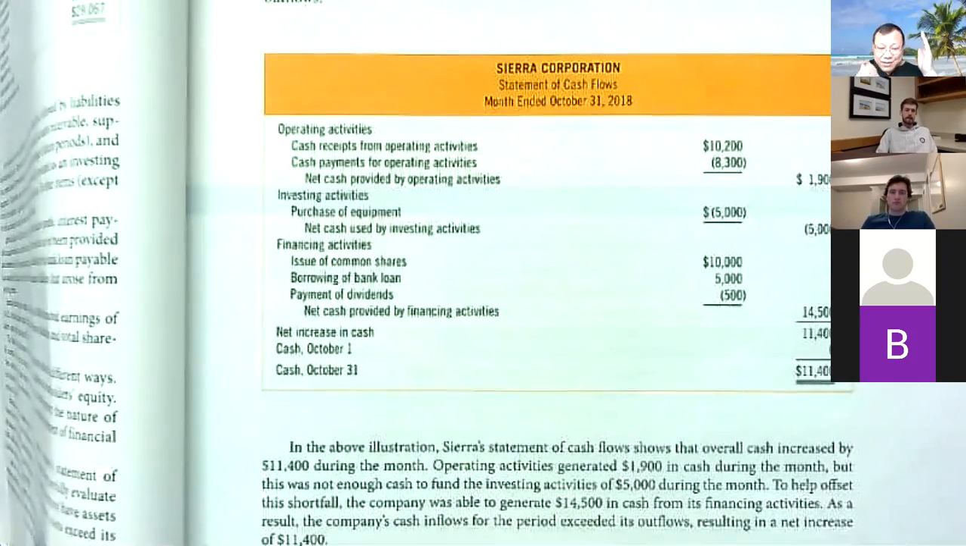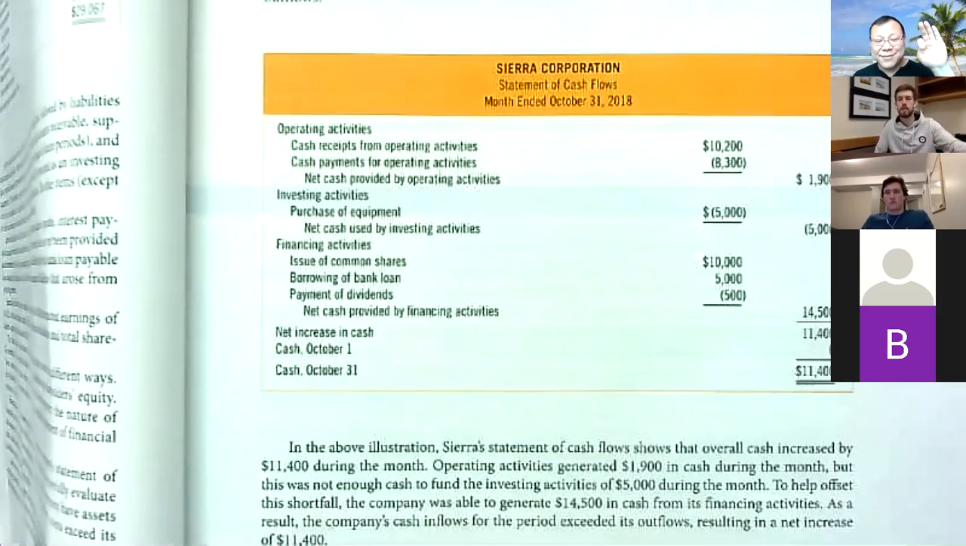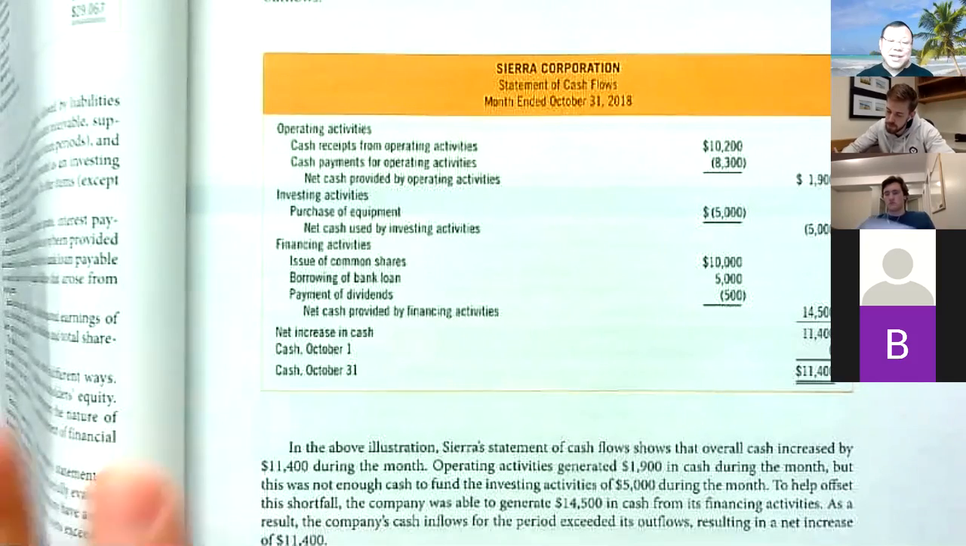Go with me again. The first one is the income statement. The second one is the statement of changes in equity. The third one is the statement of financial position, which you also call the balance sheet. And the last one is the statement of cash flow. Are we clear with this?